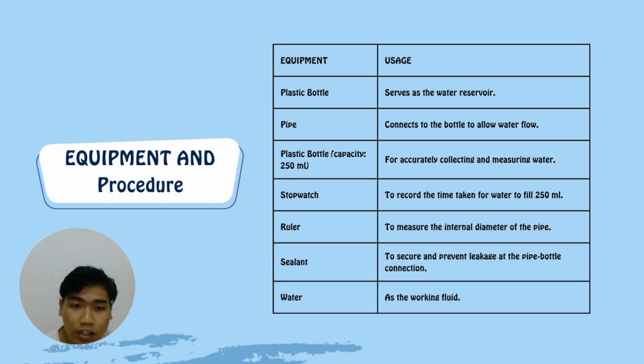After that, we stop the stopwatch when the water level in the measuring cylinder reaches 250 milliliters. Furthermore, we record the time taken and repeat the experiment at least 3 times to ensure the consistency of the result. Lastly, we record the times, flow rates, and calculate the velocities and pressure in a table.